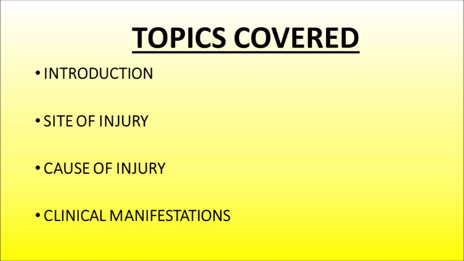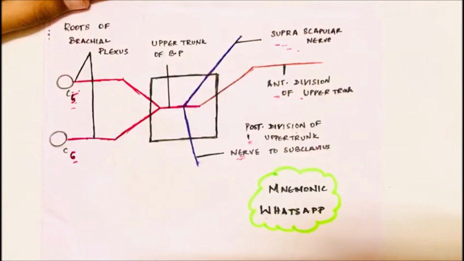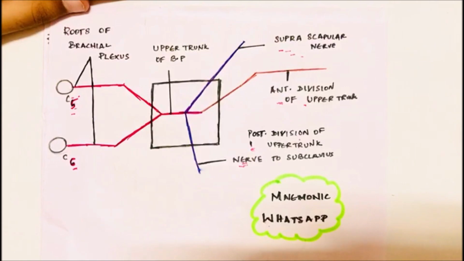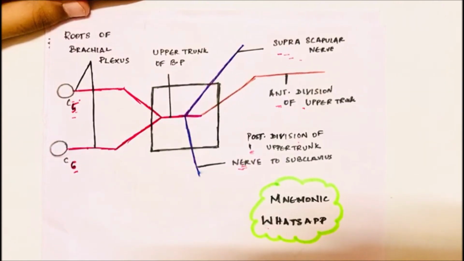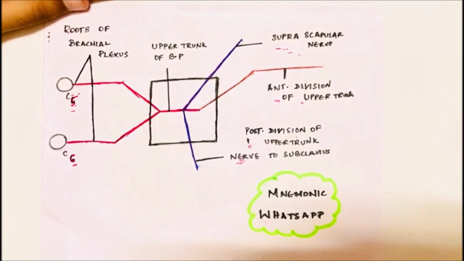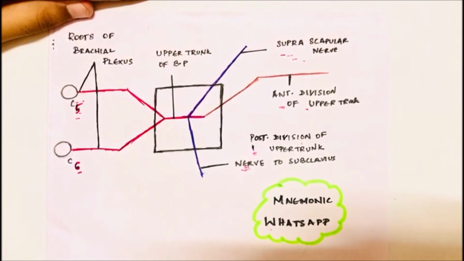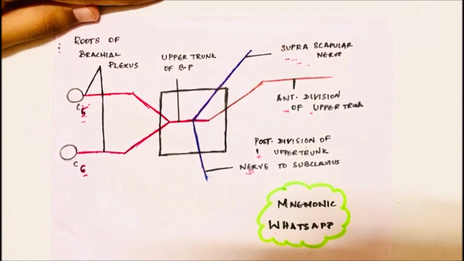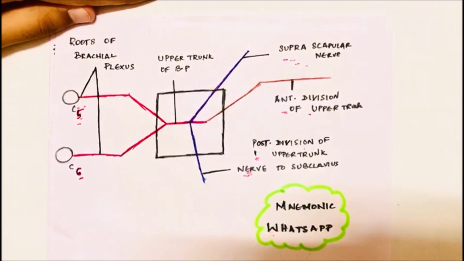The topics that will be covered under Erb's paralysis are its introduction, site of injury, cause of injury, and the clinical manifestations. In order to make you easily understand, I'll be explaining Erb's paralysis in detail in the form of a diagram. To start with the brief introduction, injury occurring at the Erb's point is called Erb's paralysis. The junction of six nerves is called the Erb's point.